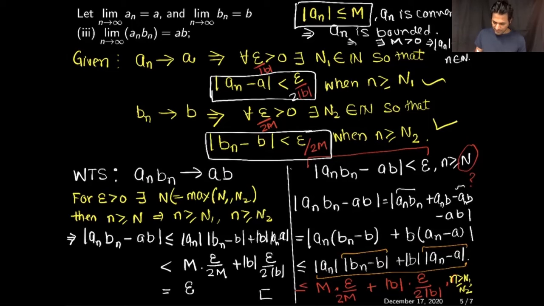So this completes the proof, because I was able to find N so that this quantity is less than epsilon. So this completes the theorem. In other words, the sequence an times bn converges to the limit a times b, by the definition of convergence of a sequence.